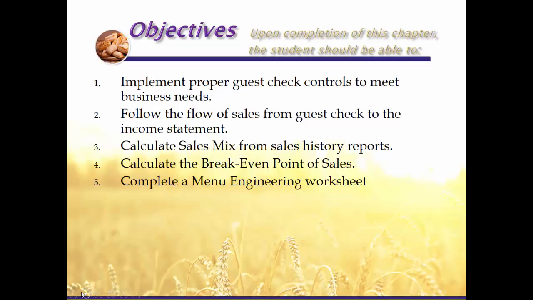The objectives upon completion of this chapter: you should be able to implement proper guest check controls to meet business needs, follow the flow of sales from guest check to the income statement, calculate sales mix from sales history reports, calculate the break-even point of sales, and complete a menu engineering worksheet. Menu engineering worksheet we're going to be saving for our very last.